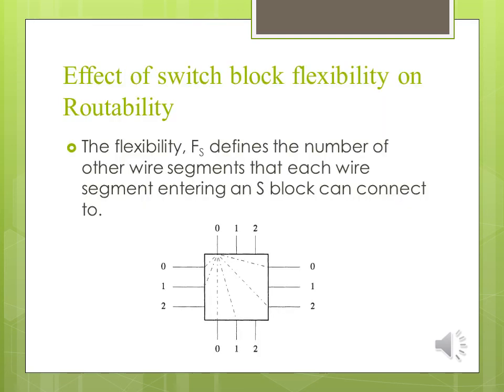Effect of switch block flexibility on routability. The flexibility Fs defines the number of other wire segments that each wire segment entering an S block can connect to. For the example shown in the figure, the wire segment at the top left of the S block can be switched to 6 other wire segments, and so Fs is 6.